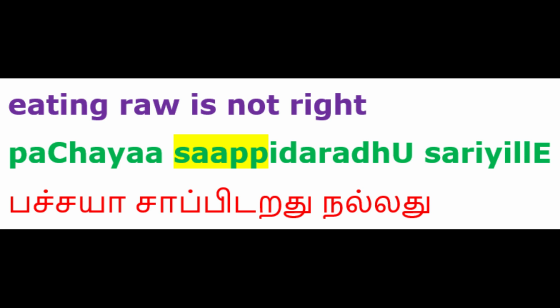Eating raw is not right. பச்சையா சாப்பிடுறது சரியில்லை. சாப்பிடுறது here means eating; it becomes a verbal noun. So சாப்பிட becomes சாப்பிடுறது. பச்சையா சாப்பிடுறது சரியில்லை.